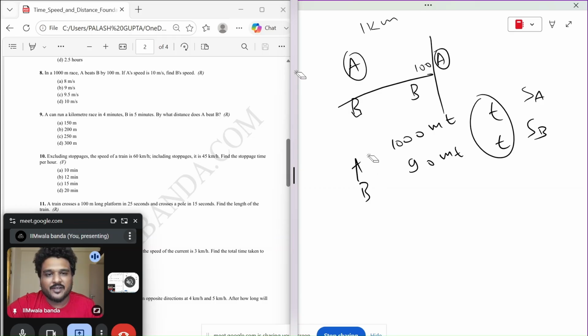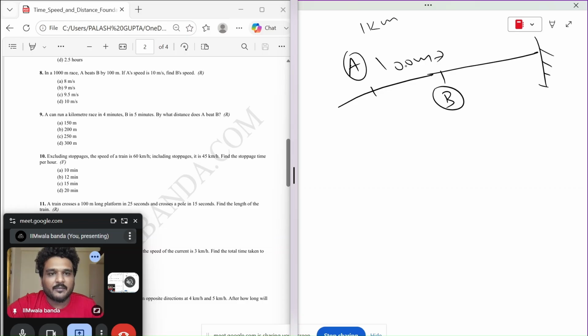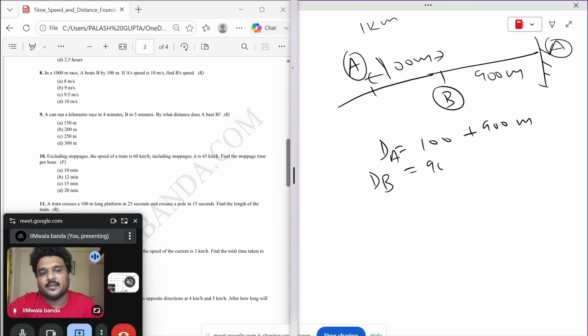Now, most of the time, if someone is overconfident, they will say that I have given a leeway of some certain distance to the other person. So A is saying let's race, but you start somewhere ahead, and I'm giving you a 100-meter advantage, and then let's see who wins. And again, let's say A wins. Okay, so A has done a distance of, let's say, 100 plus 900 meters, but B has done only 900 meters.